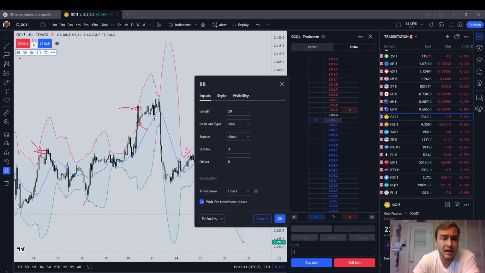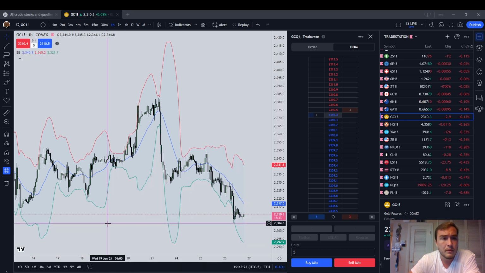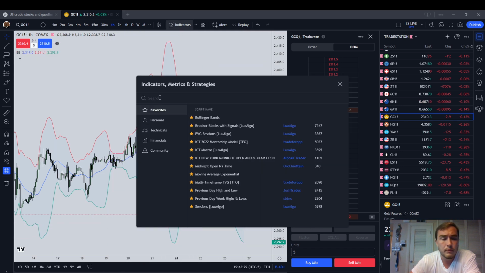Very simple strategy, guys. The idea is that when the market moves too far, too fast, it makes an extended move, we're going to bet that the market is going to mean revert to some extent. Okay, guys, but this is not the only way that you can use mean reversion.